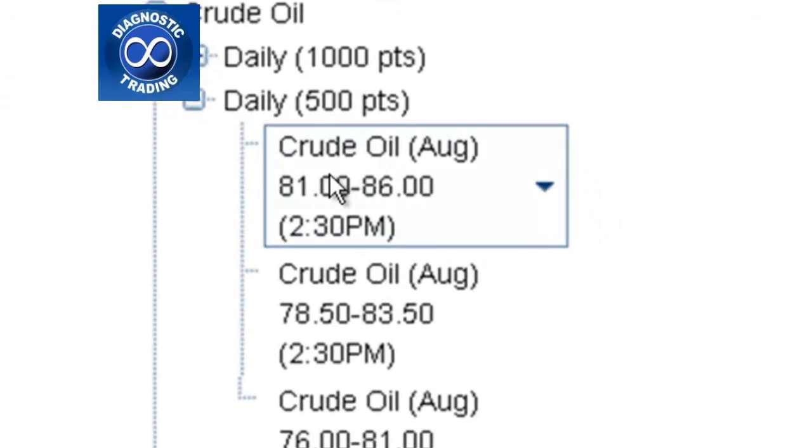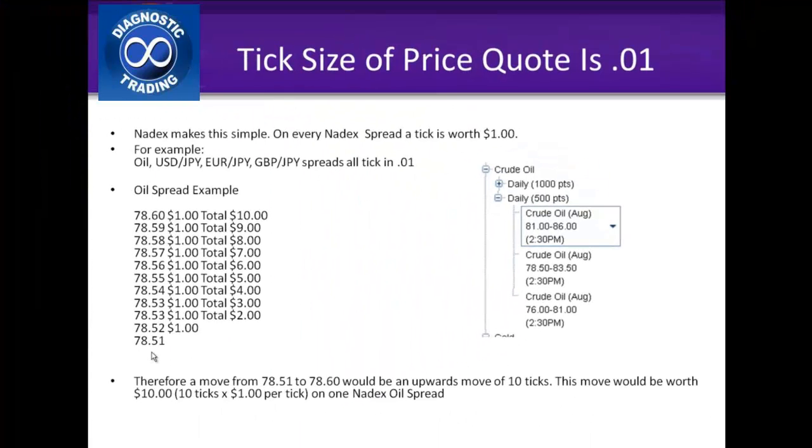Again, you see this right here on the Nadex platform. So that's 0.00. So you know that last increment, that last digit, is the tick. So, for instance, on oil, a move from 78.51 to 78.52 would be $1. So a move of 10 ticks would be $10 on one Nadex oil spread.